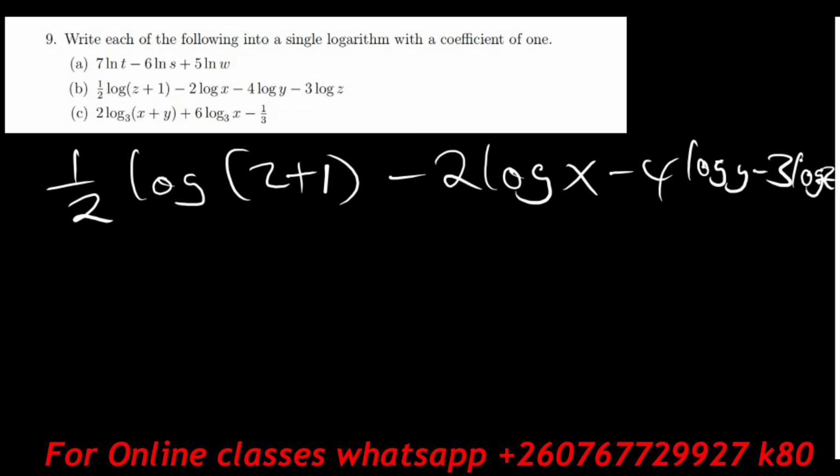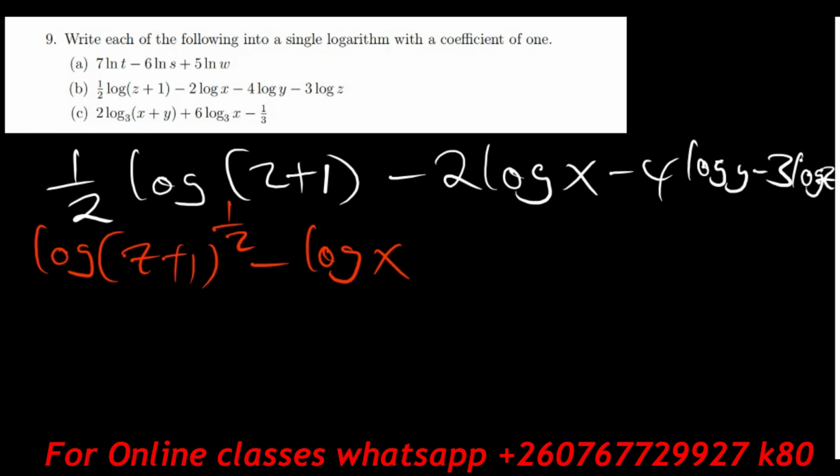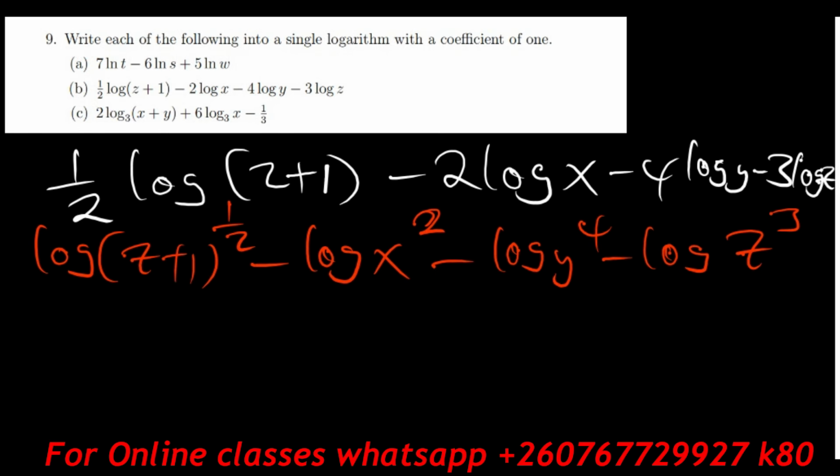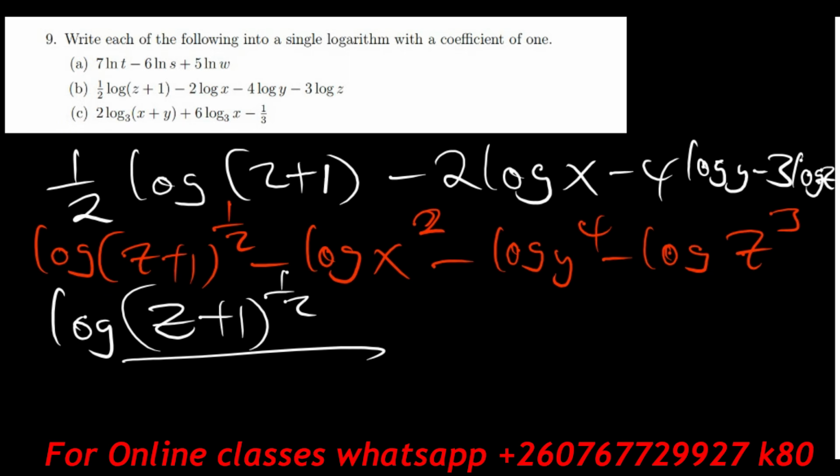I'll shift here. I'm going to say I have got log z plus 1 raised to the power half minus log x to the power 2 minus log y to the power 4 minus log z to the power 3. Remember, the ones having negative have to be on the denominator. The ones having positive have to be on the numerator. But if both are having positive, multiply them. So in this case, I only have one having positive. The bases are the same, remember. So I've got z plus 1 raised to the power half. The rest are having negative, so they have to be on the denominator. So I'm going to say x to the power 2 times y to the power 4 times z to the power 3. Meaning now this is my answer.